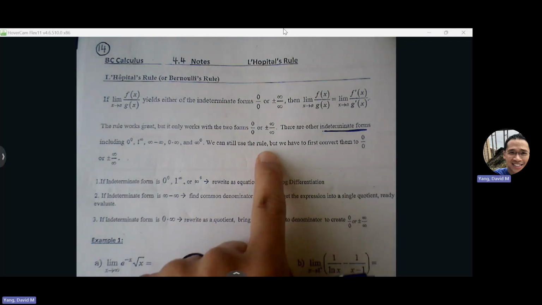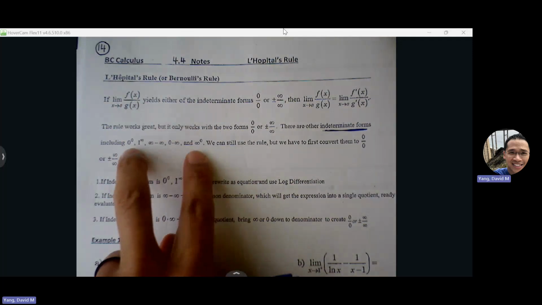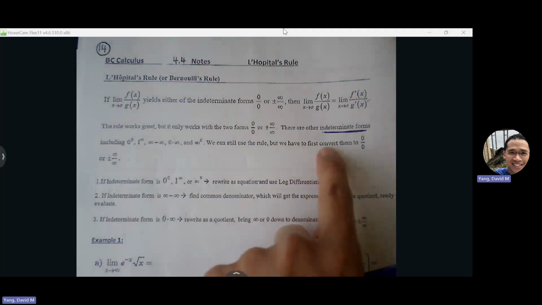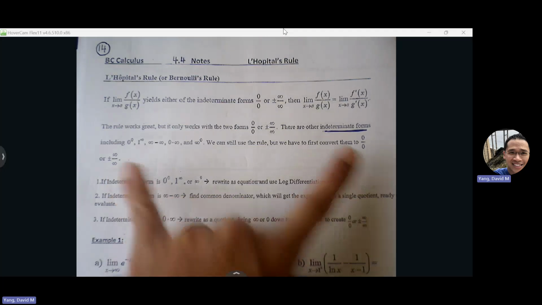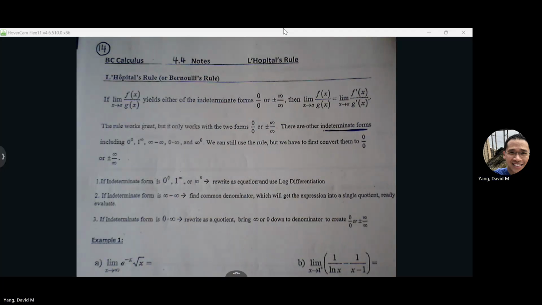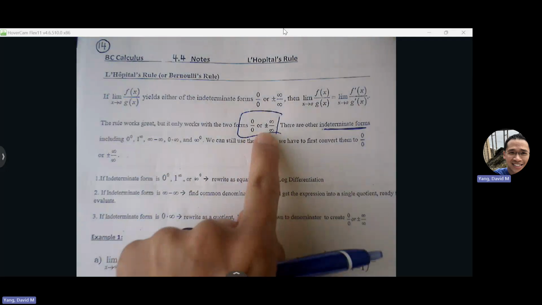And we can still use L'Hopital's rule for these scenarios, but we have to first convert them to be numerator and denominator so that we can visually see either 0 over 0 or infinity over infinity. So sometimes we have to do some algebraic manipulation to get the form to be numerator and denominator so that we can get these scenarios to show up.